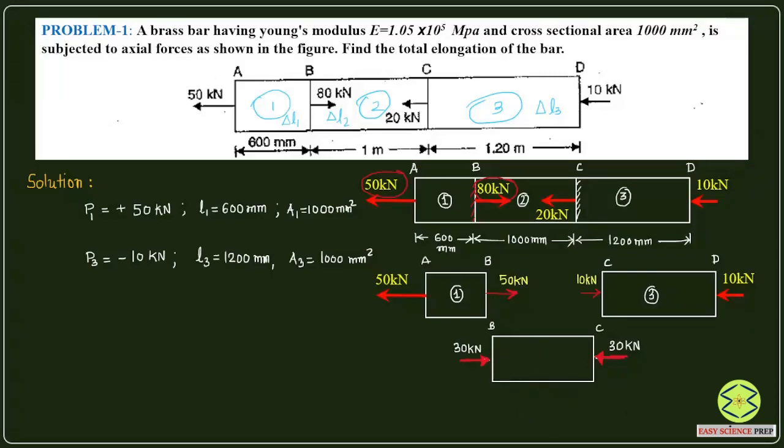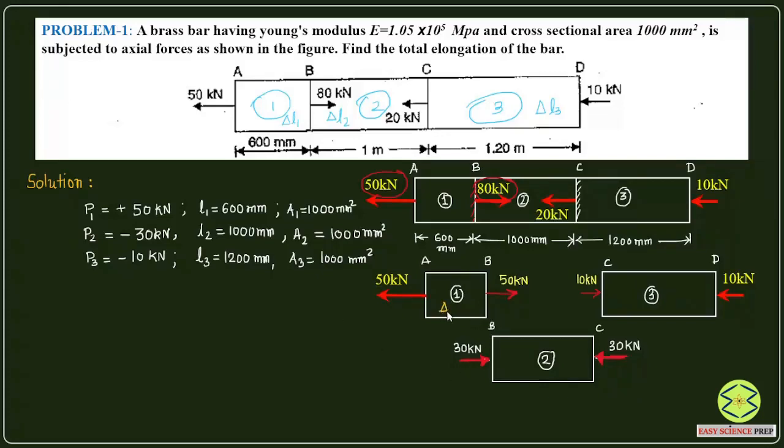Now for section 2 we have got the forces, that is P2 as 30 kilonewton, which is minus because it is compressive. The length is given as 1000 mm, L2 is 1000 mm, while area is same for that also, A2 is 1000 mm square. So this way we are able to get the required parameters. Okay, now we shall find out the elongation in each member.